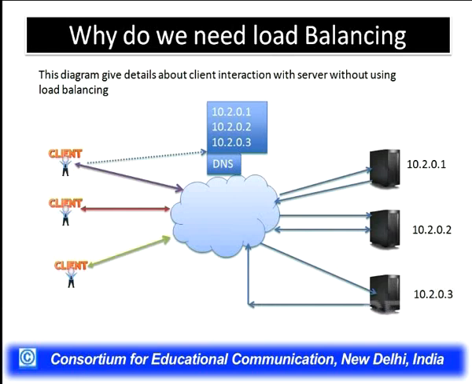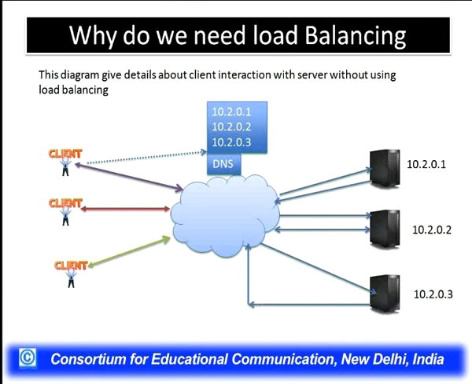See on the top of the DNS, 10.2.0.1 interacts with the first server, 10.2.0.2 interacts with the second server, and 10.2.0.3 interacts with the third server. So when any client wants to interact or send a request to a particular server, it first sends its request to the DNS, and through the DNS it will be connected with the particular server.